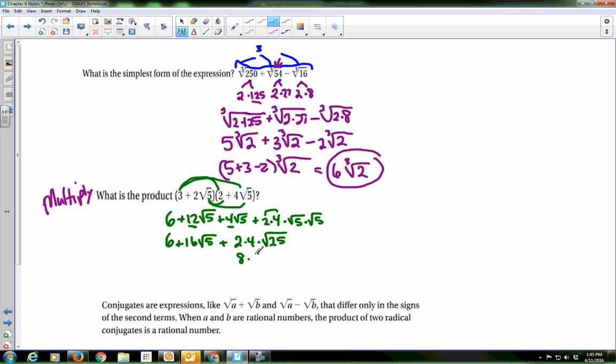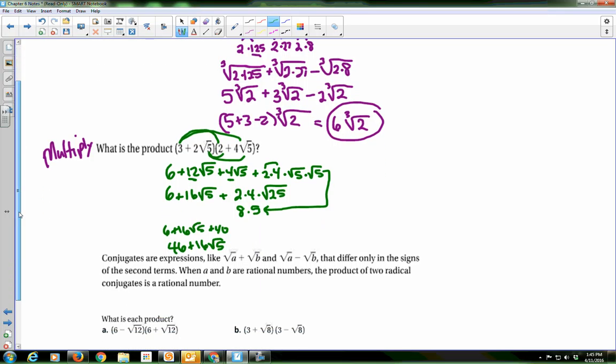And the square root of 25 is 5. So anytime you have a square root times itself, you're going to go ahead and get out what is underneath that square root. So then this becomes 6 plus 16 root 5 plus 40. 8 times 5 is 40. And then you add 6 plus 40, and you get 46 plus 16 root 5.